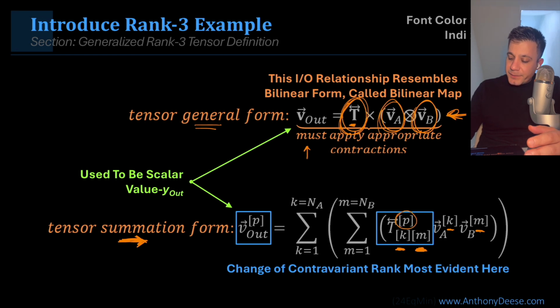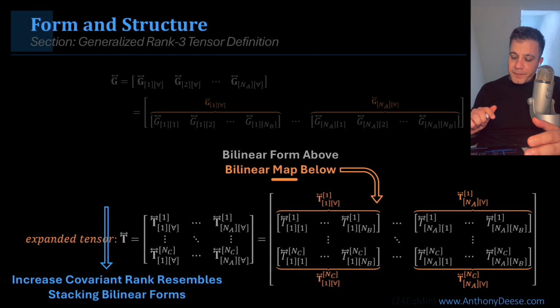Now this, up here, is the new index that we see when we compare it back to the bilinear form, and this will tell us what vertical element we are looking at in our output vector. So this is really just our first look at this tensor. Let's take a chance to dive into more of the details in the structure.